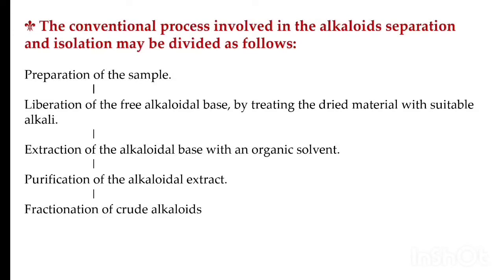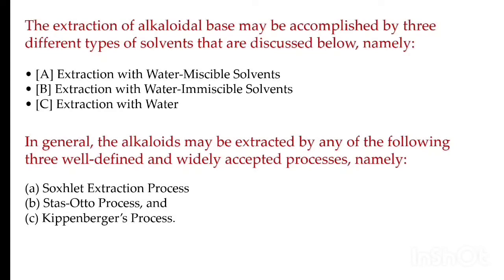The conventional process involved in alkaloid separation and isolation may be divided as follows: preparation of the sample, liberation of the free alkaloidal base by treating the dry material with a suitable alkali, extraction of the alkaloidal base with an organic solvent, purification of the alkaloidal extract, and fractionation of crude alkaloids. The extraction of alkaloidal base may be accomplished by three different types of solvents, namely: A. extraction with water miscible solvent, B. extraction with water immiscible solvent, C. extraction with water. In general, alkaloids may be extracted by any of the following three well defined and widely accepted processes, namely: A. Soxhlet extraction process, B. Stas-Otto process, and C. Kippenberger's process.